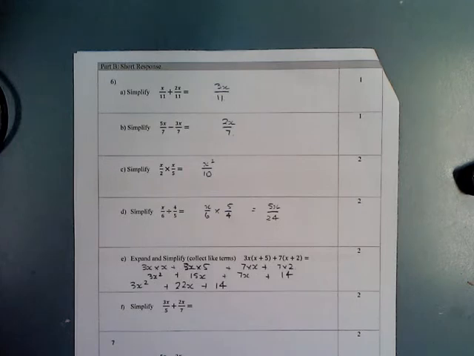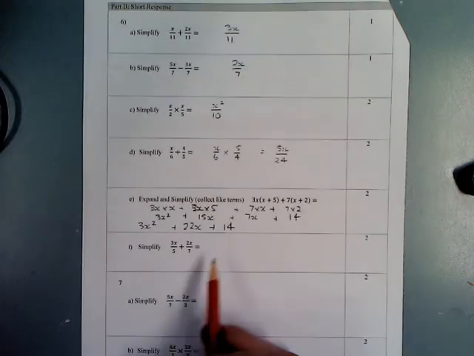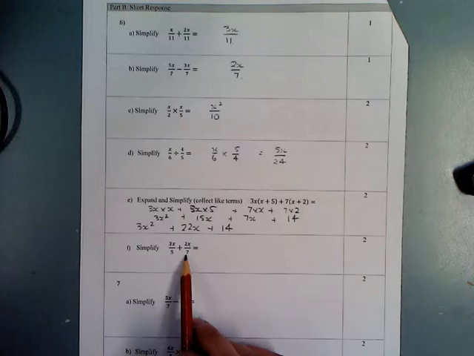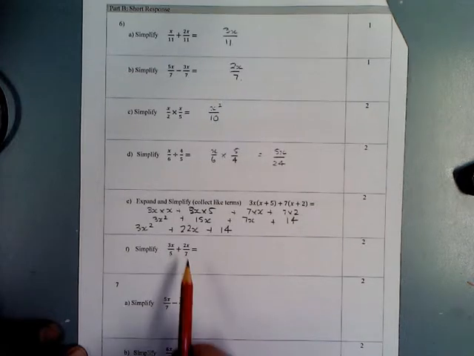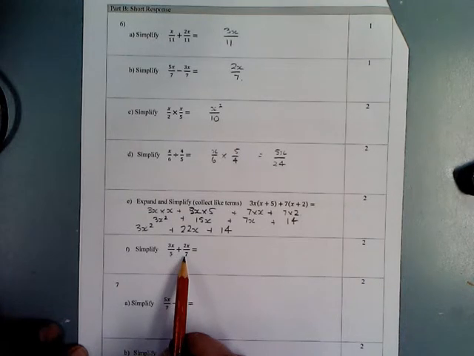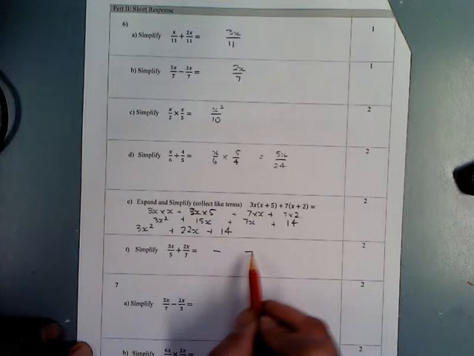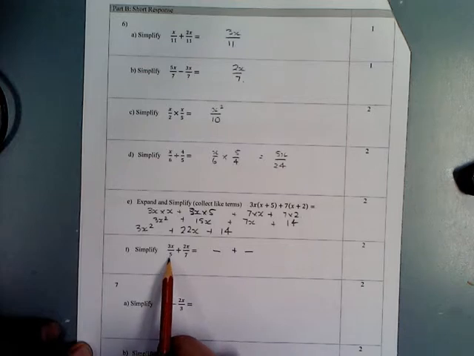Question F. Simplify 3x over 5 plus 2x over 7. When we add or subtract fractions, we need to make sure the denominator is the same. In this case here, they're not the same, so we need to make them the same. So we need to find the lowest common denominator. In this case here, the lowest common denominator would be 35, because 5 times 7 is 35.